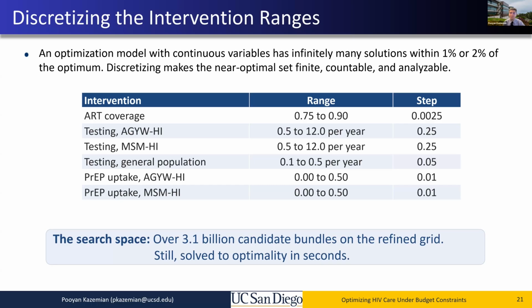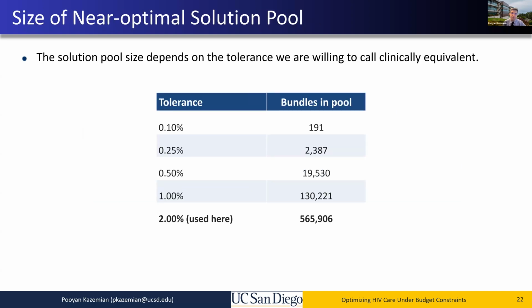But optimization is able to search the entire space in less than a second and quickly identifies the optimal solution and the near optimal bundles of care for us. The other detail that I need to point out before moving to the results is our definition of near optimal. Near optimal is kind of arbitrary. You have to decide on a tolerance level for how much tolerance we have in terms of the number of transmissions from the optimum bundle.